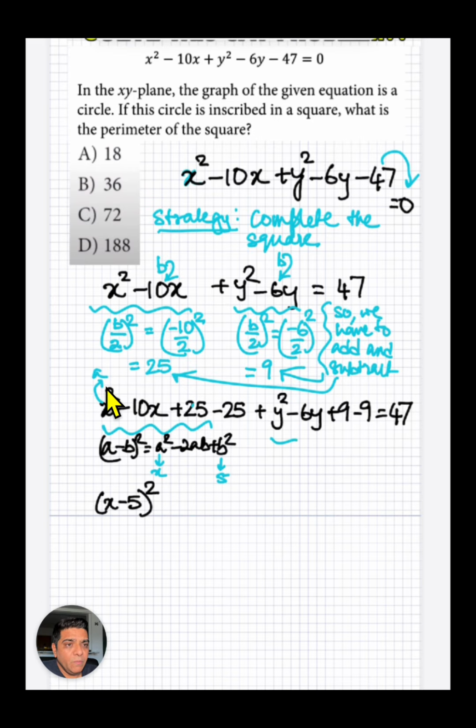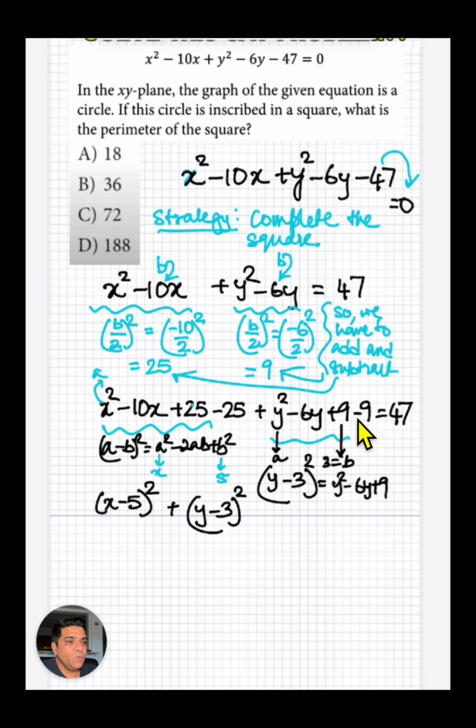So this we're going to write as (x minus 5) whole squared. And for y squared minus 6y plus 9, we're going to write y as our a, and 3 is our b term because 3 squared is 9. So (y minus 3) squared is y squared minus 6y plus 9. So we're going to write this as (y minus 3) whole squared.